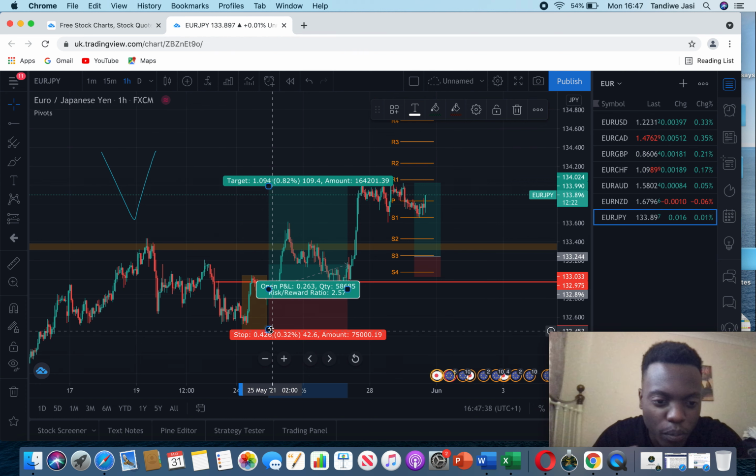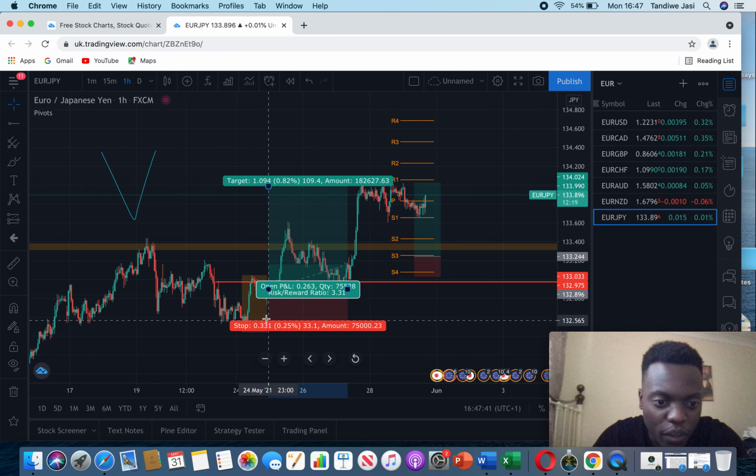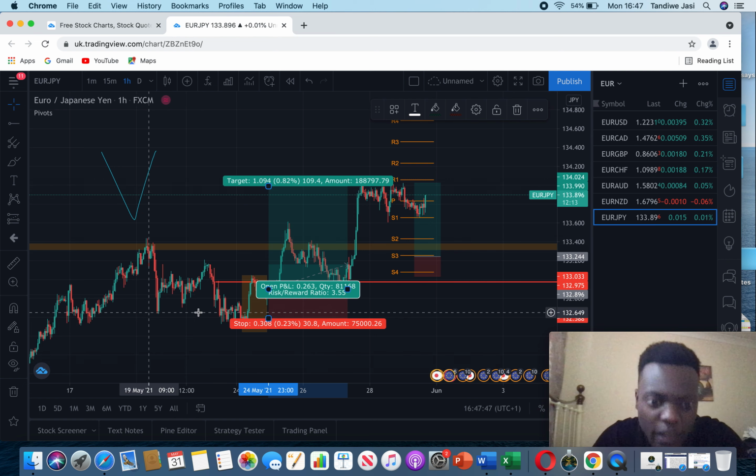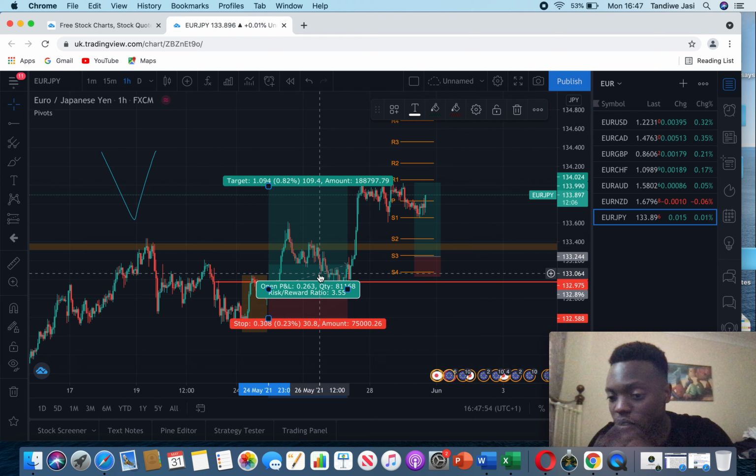Another area where you could put your stop loss is literally here, because we actually do have an area of demand here, right? So you can put your stop loss below that area of demand, and the trade can just take off, and you get 1:3.55. Okay, so that's for Euro Yen.